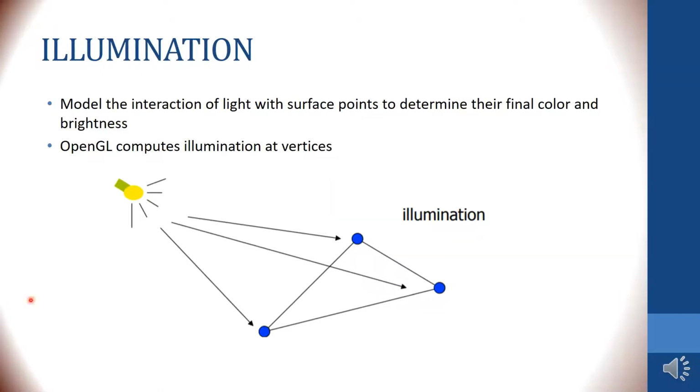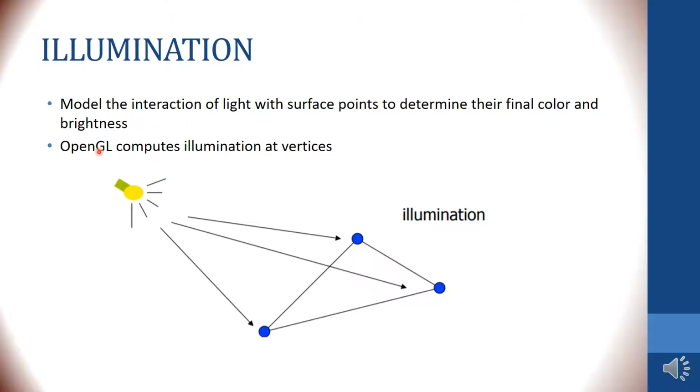How about illumination? When it comes to illumination, it basically refers to the light or lighting. Illumination is the interaction between the light and the surface point to determine the final color and the brightness of the object. So illumination is the model of the interaction between the light and the surface point to determine the final color and also the brightness of the object in computer graphics.